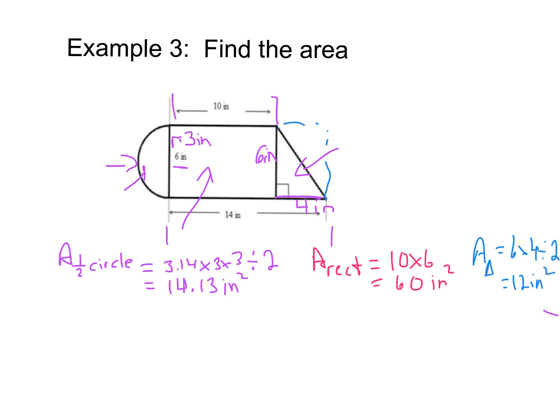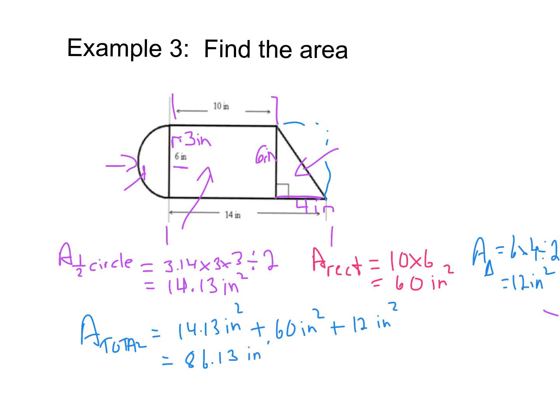And so for our composite area, we're just going to do area total, and we have 14.13 square inches for the half circle. We have 60 square inches for the rectangle, and we have 12 square inches for the triangle. And if we add those all together, we have 86.13 square inches for the total area of this composite figure.